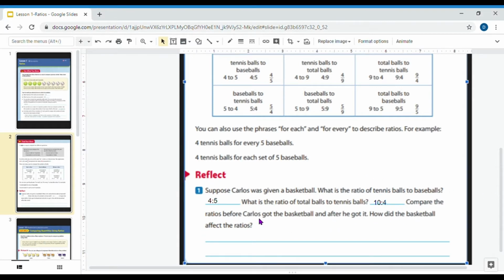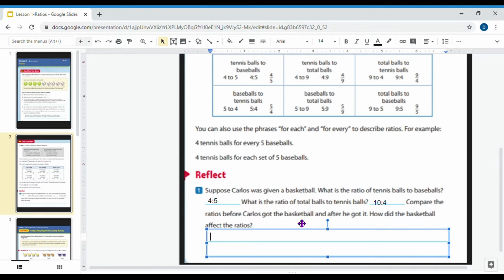Let's compare the ratios before Carlos got the basketball and after he got it. How did the basketball affect the ratios? So when we did a part-to-part ratio, which was taking 2 parts of what Carlos had, it didn't change. So let's write that down. The new basketball does not affect the part-to-part ratio. It does affect the whole-to-part ratio because the total amount changed.